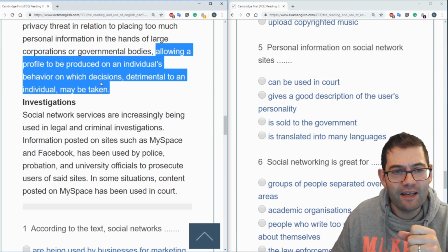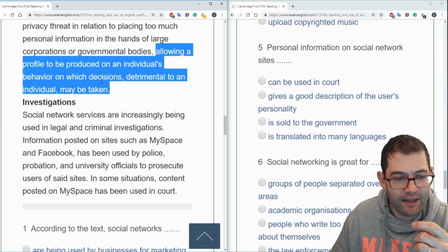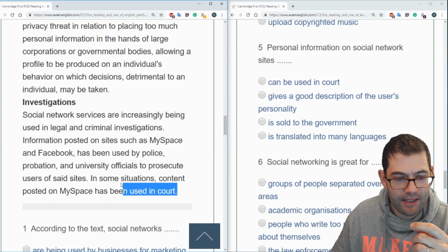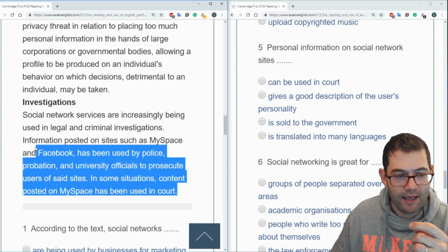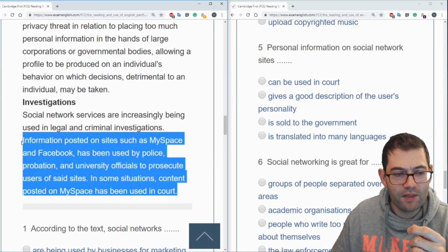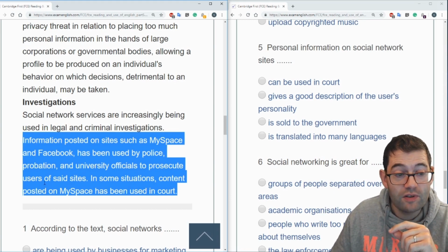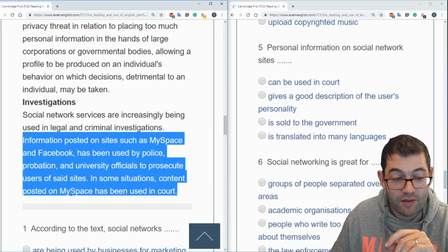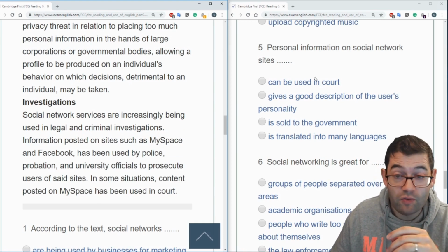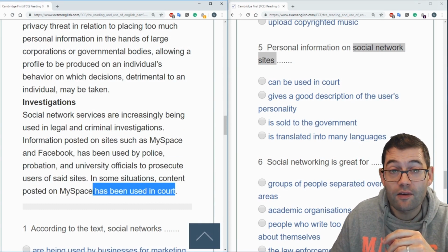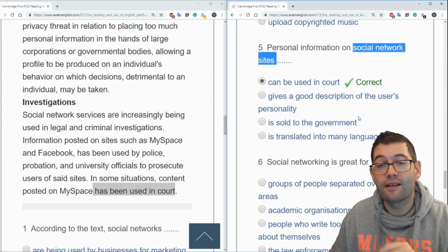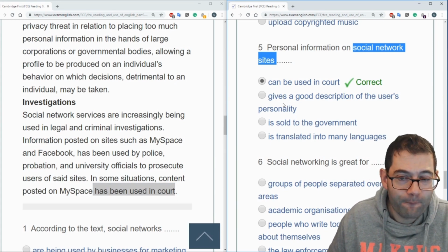It's translated into many languages. There was nothing really that says anything about being translated into languages. But in this case here, it says here, information posted on sites such as MySpace and Facebook has been used by police, probation, and university officials to prosecute users of said site. In some situations, content posted on MySpace, which is a social network site, has been used in court, which means that our answer is this one here.